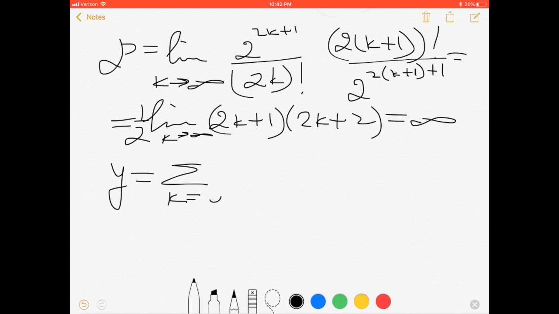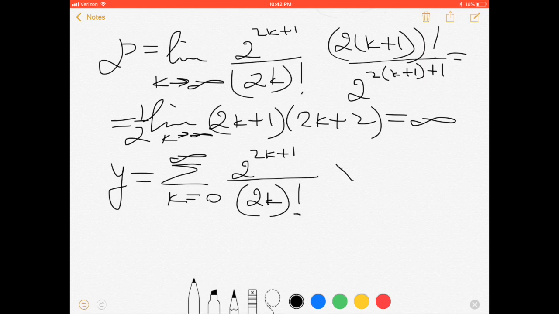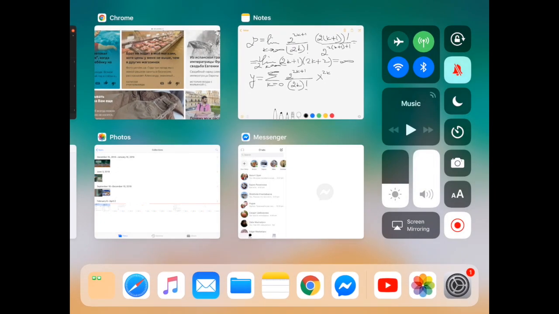the series, k starting from 0 to infinity, 2 to the power 2k plus 1 over 2k factorial, x to the power 2k. See, we solved our problem. Okay. If you have any questions, please write me, ask me now.